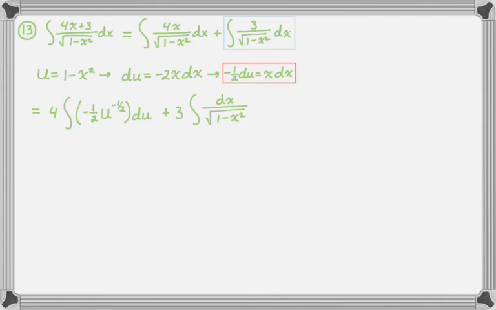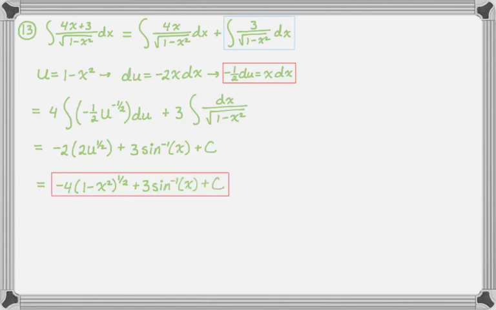So 4 and negative 1/2 gives me negative 2, and then reverse the power rule, so add 1 to negative 1/2 gives you positive 1/2. The reciprocal of that is 2, so we get 2u to the 1/2. And then plus 3, let's just finish this, arcsine of x, plus c. So this is weird because we have x's and u's, but I mean sometimes that happens and you can't avoid it. Alright, so this is negative 4, u is equal to 1 minus x squared to the 1/2, plus 3 arcsine of x, and then plus c.